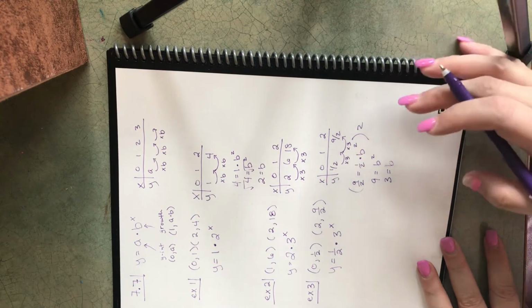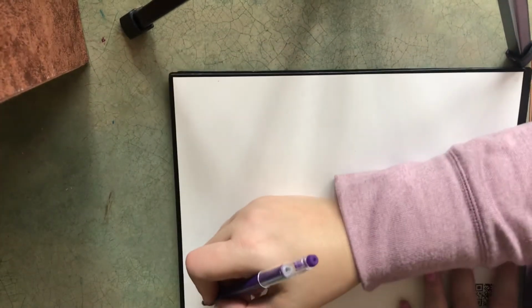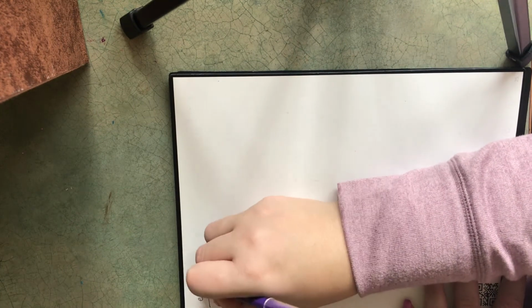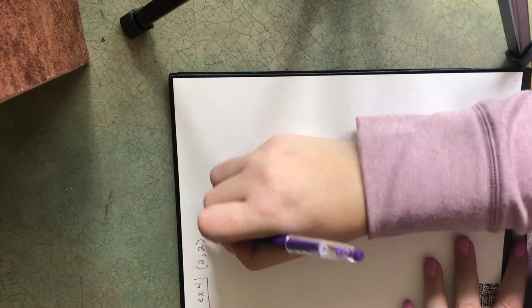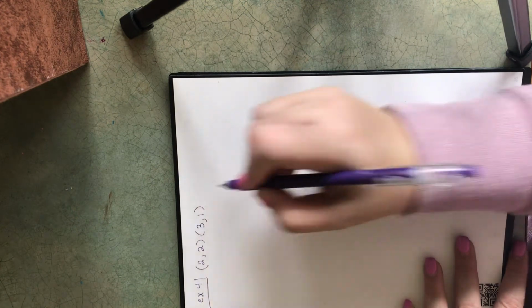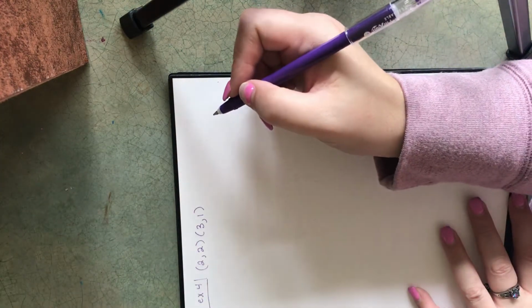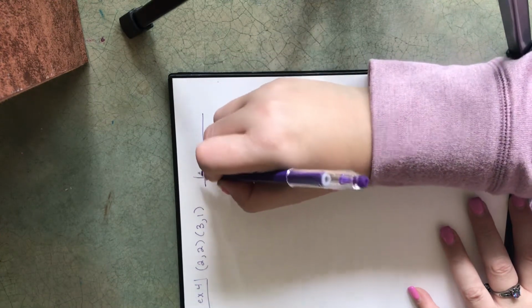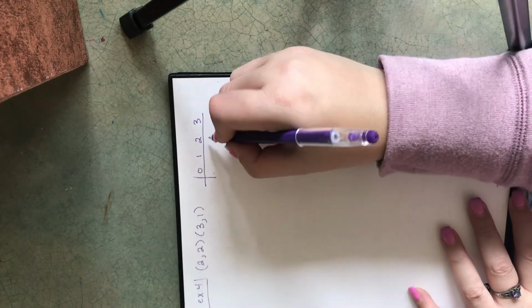All right, next we're gonna go with this example. 2, 2, and 3, 1. All right. This one's a little different, a little harder, but that's okay. We've got this. So 0, 1, 2, 3. We don't know, we don't know.